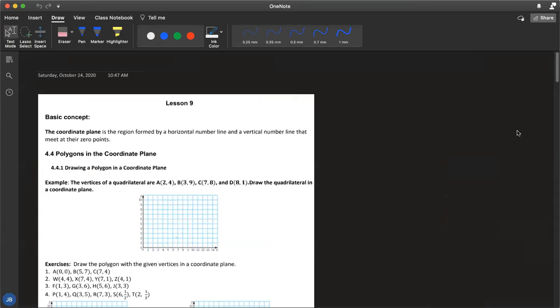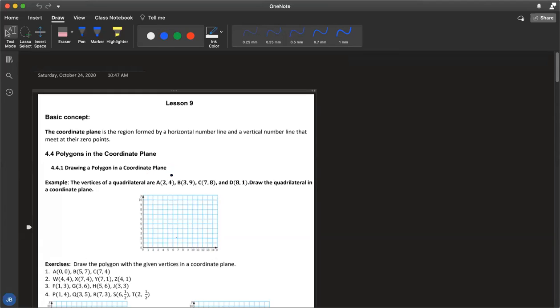All right, so the first thing we're gonna look at today is the coordinate plane. That's the region formed by a horizontal number line and a vertical number line that meet at their 0 points, okay? So we're gonna look at polygons in the coordinate plane. We were looking at polygons in the coordinate plane last time, right? With our square units. Now we're actually gonna create these polygons. We're gonna be given certain vertices, and then we have to draw it ourselves.